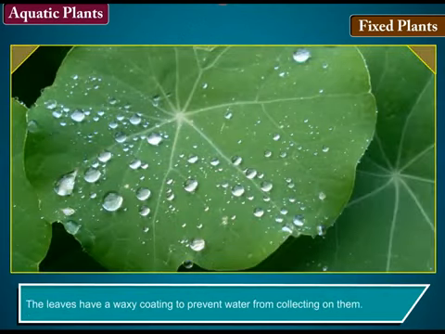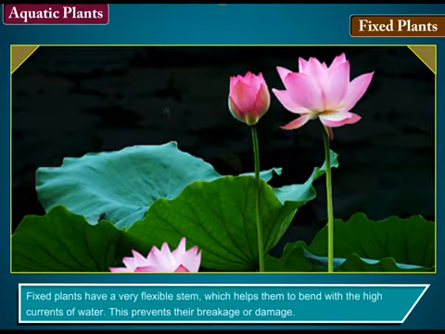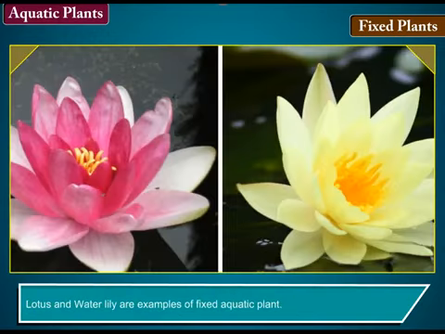The leaves have a waxy coating to prevent water from collecting on them. Fixed plants have a very flexible stem, which helps them to bend with the high currents of water. This prevents their breakage or damage. Lotus and water lily are examples of fixed aquatic plants.